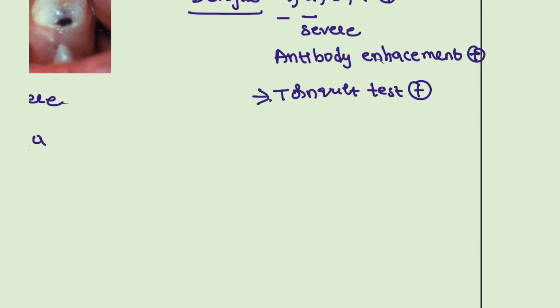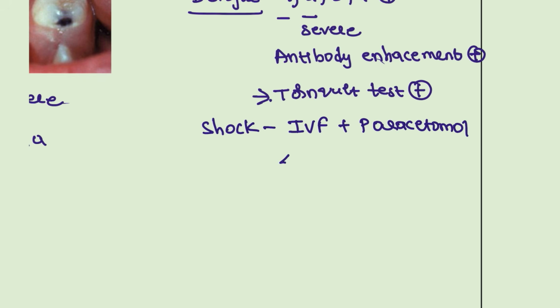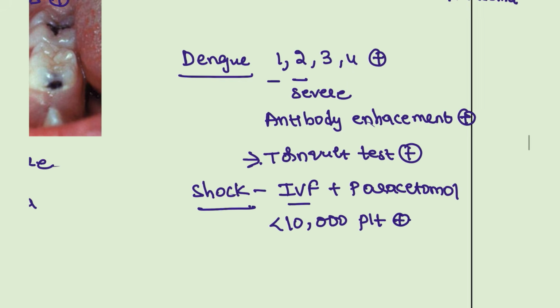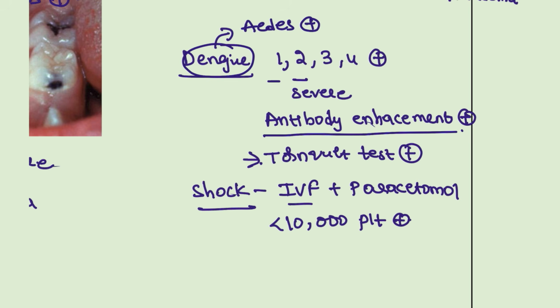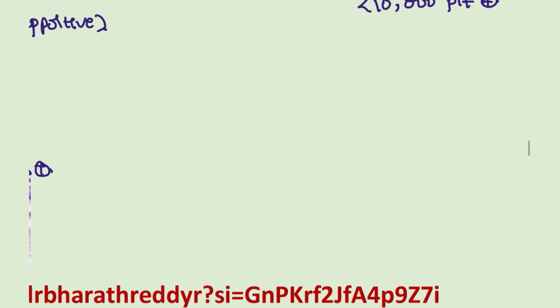And here also the treatment is mostly supportive only, but if the patient lands in shock, then continuous IV fluids will be given along with fever control. You are going to do a platelet transfusion only if the platelet count is 10,000. Until then we are not going to do a platelet transfusion, only IV fluids and paracetamol are given. The common organism involved is the Aedes mosquito. This is the vector that can cause dengue fever. The important point is the antibody enhancement that is seen with these patients. And these are the important points that have to be remembered.